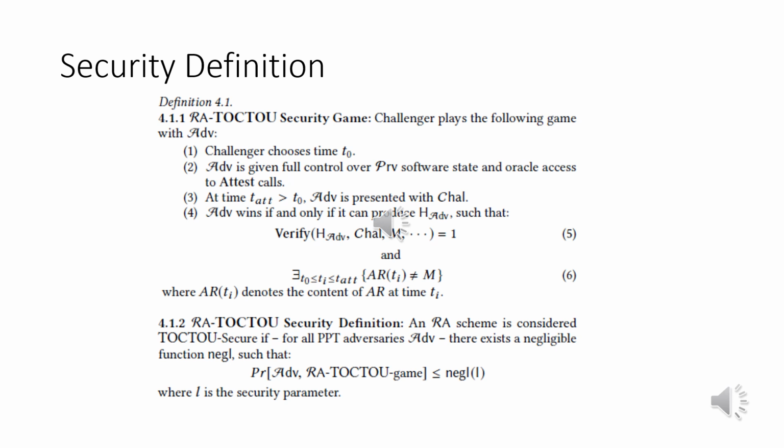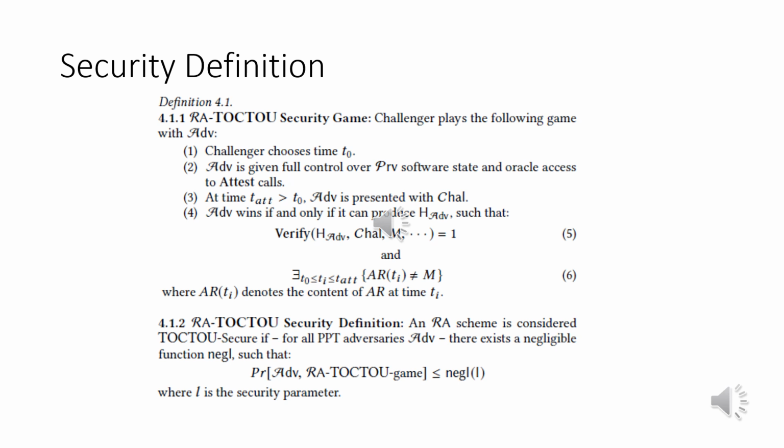This definition captures the notion of TOCTOU security. The game formalized the threat model where the adversary controls the prover's entire software state, including the ability to invoke the attest function at will. The game starts with the challenger choosing a time t0. At a later attack timing, the adversary receives the challenge and wins the game if it can produce the secret token that is accepted by the verifier as a valid response for expected attested range value M.